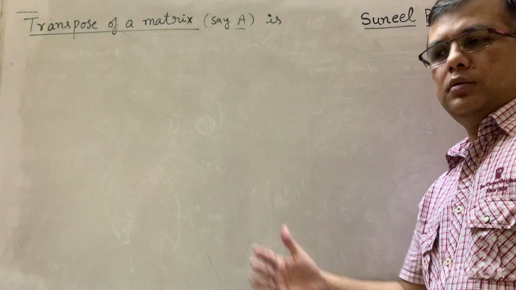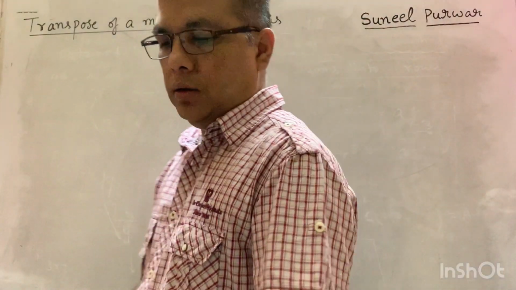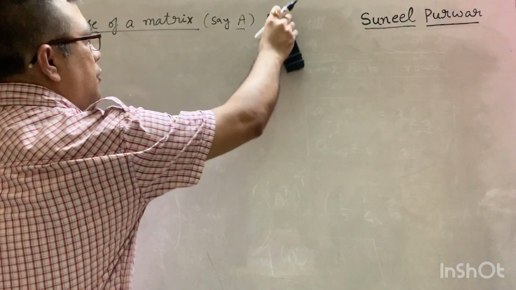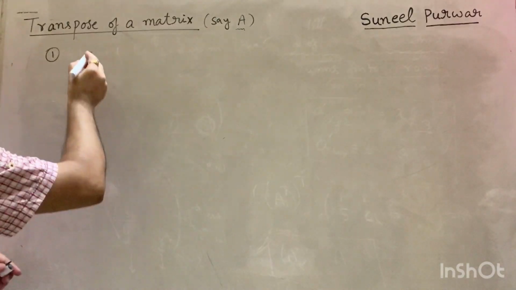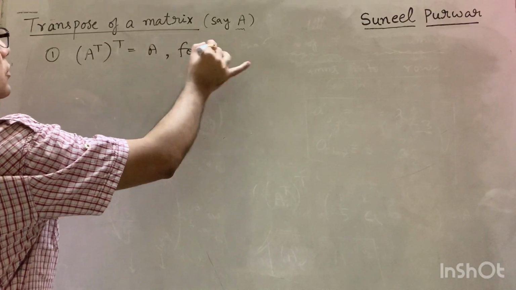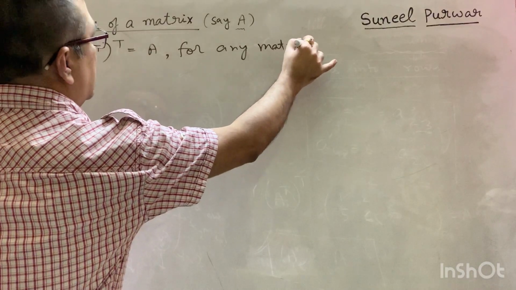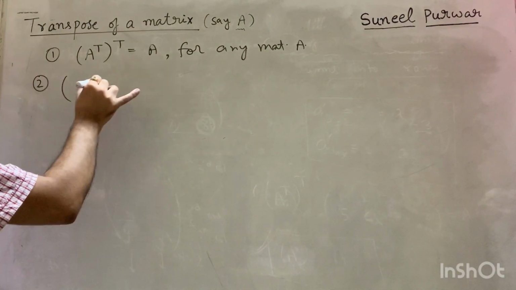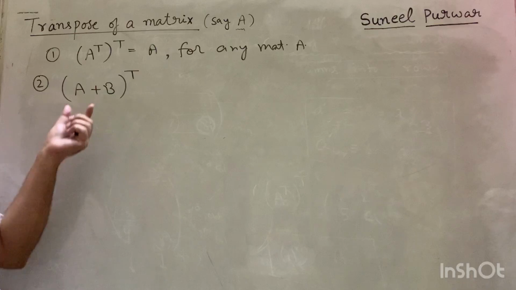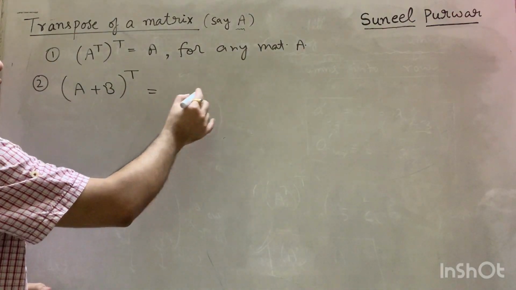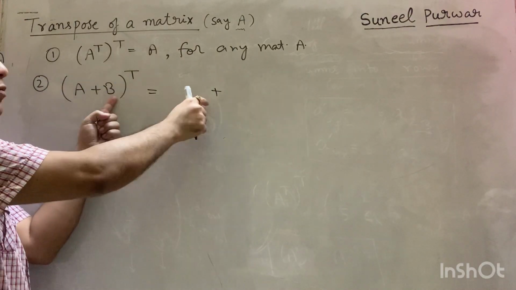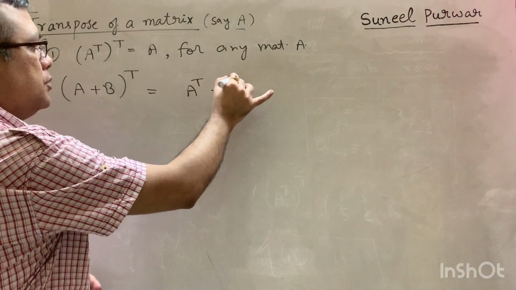Now, time to learn some properties of the transposes. Okay, the first property is already told to you, that transpose of A transpose is matrix A. Transpose of A transpose is equal to A for any matrix A. Second property is that suppose there is sum of two matrices A and B, and if you find the transpose of this sum, so this matrix will be same as sum of their individual transposes, means transpose of A plus transpose of B. A transpose plus B transpose.